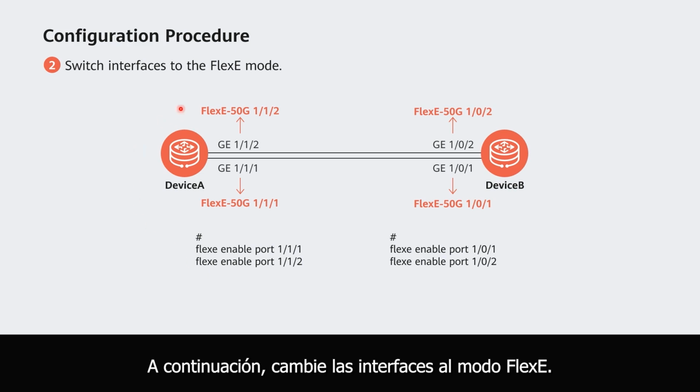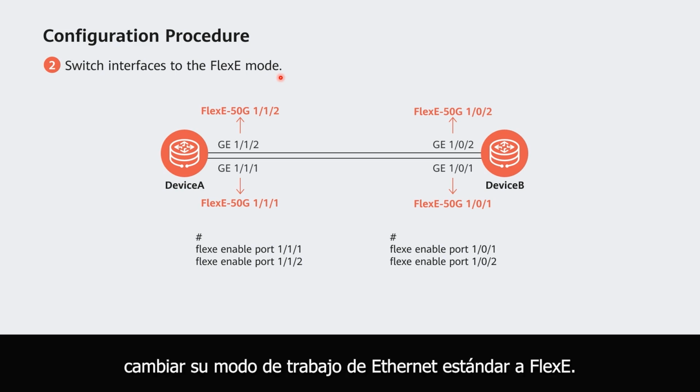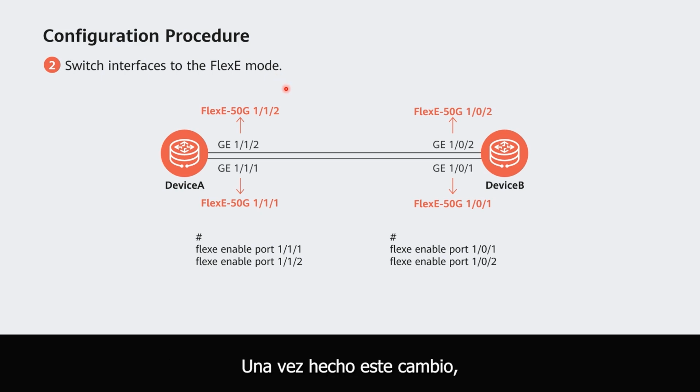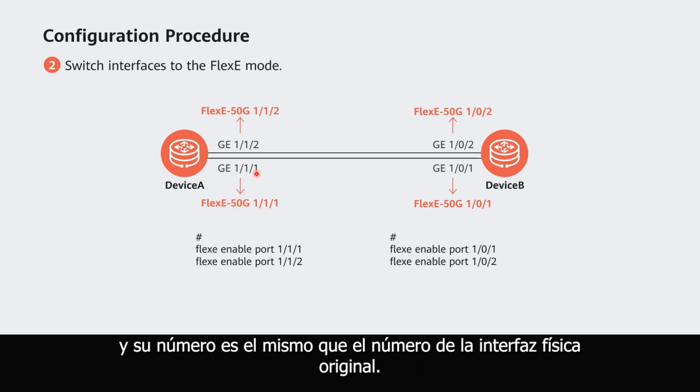Next, switch interfaces to the FlexE mode. The bandwidth of a common interface is fixed. To flexibly customize the interface bandwidth, switch its working mode from standard Ethernet to FlexE. After the switch has been made, the interface is no longer a common physical interface. Now, it's a FlexE physical interface instead. Note that the name of a FlexE physical interface starts with FlexE and the interface rate, and its number is the same as the number of the original physical interface.